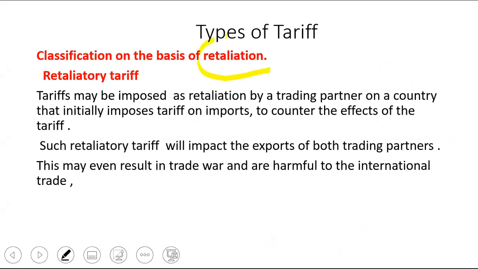Now classification on the basis of retaliation. Retaliation means fighting back. That is the meaning of the term retaliation, fighting back. Tariff may be imposed as a retaliation by the trading partner that initially imposes tariff on import to counter the effect of tariff. So beginning में हर country अपना industry को बचाने के लिए custom duty डालेगा. That custom duty is known as retaliatory.